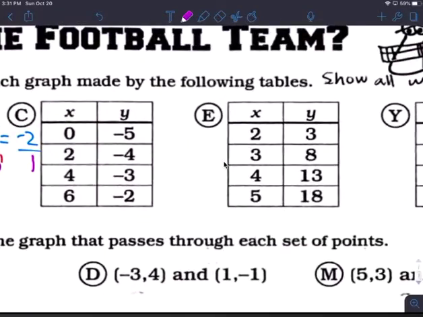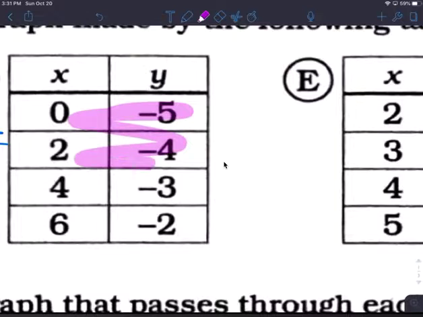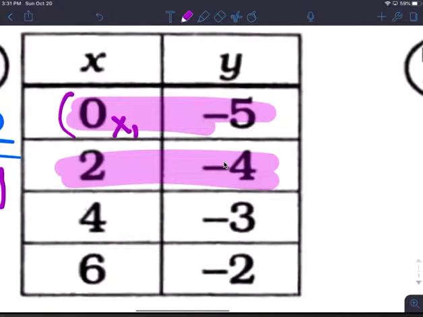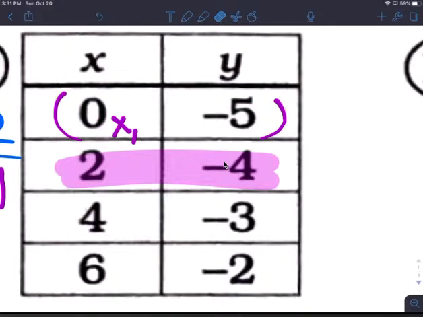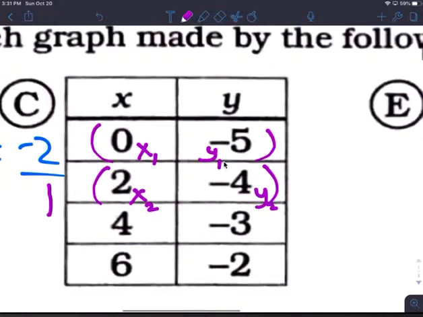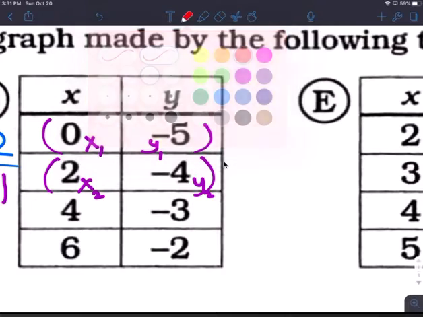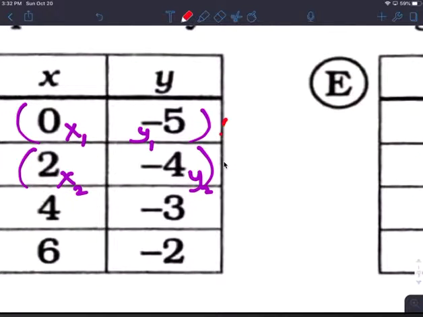All right, letter C. Oh, these are all negatives, so we have no choice. So therefore, that's the case, just pick the first two. Okay, so this is X sub 1 and Y sub 1. X sub 2, Y sub 2. Ordered pair. Okay, so M, Y sub 2 minus Y sub 1 over X sub 2 minus X sub 1.